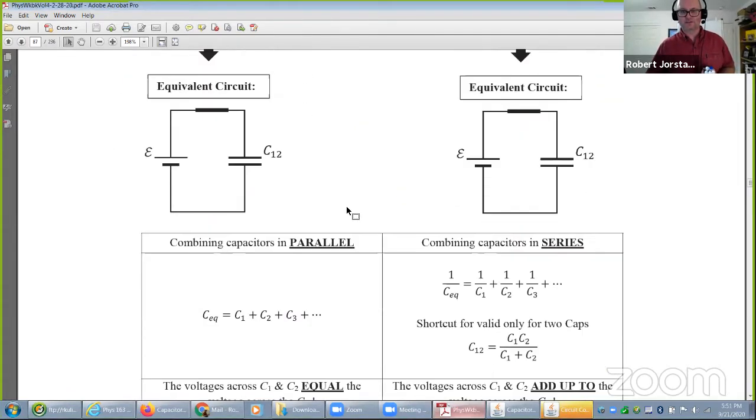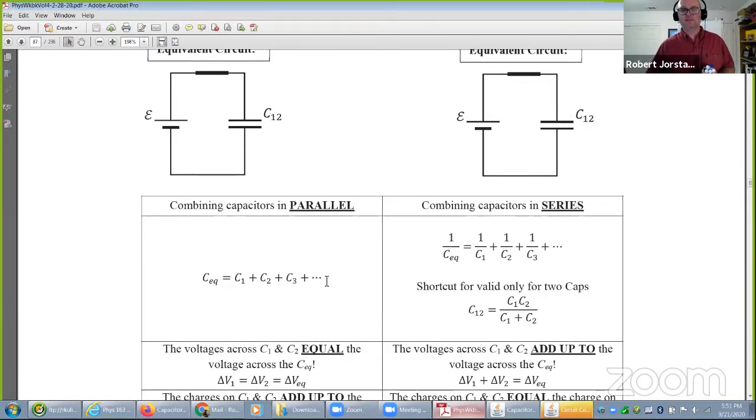Now, the rules for doing that are right here. If you have capacitors in parallel, you just add them up. If you have capacitors in series, you one-over add them up. That's a very technical term. The idea is 1 over the equivalent capacitance is 1 over C1 plus 1 over C2. This one tricks people because you have to remember to flip it upside down when you're done. More on this in a minute. There is a shortcut that's great for two capacitors, and I can derive that for you later, but just know it's a shortcut for two capacitors.